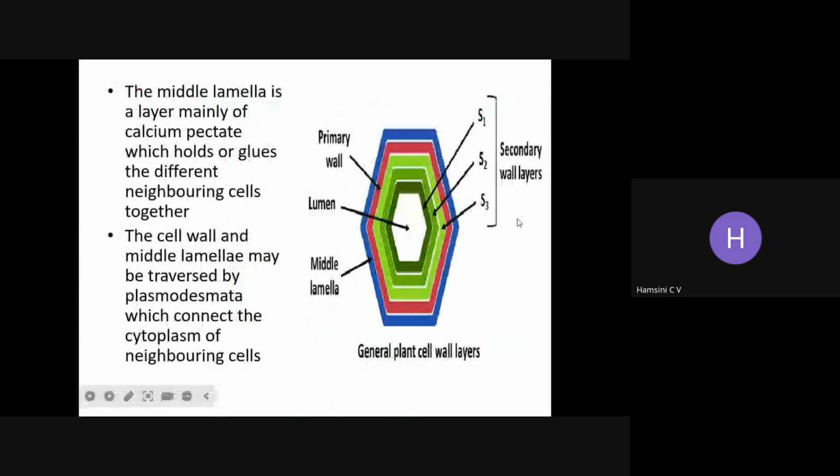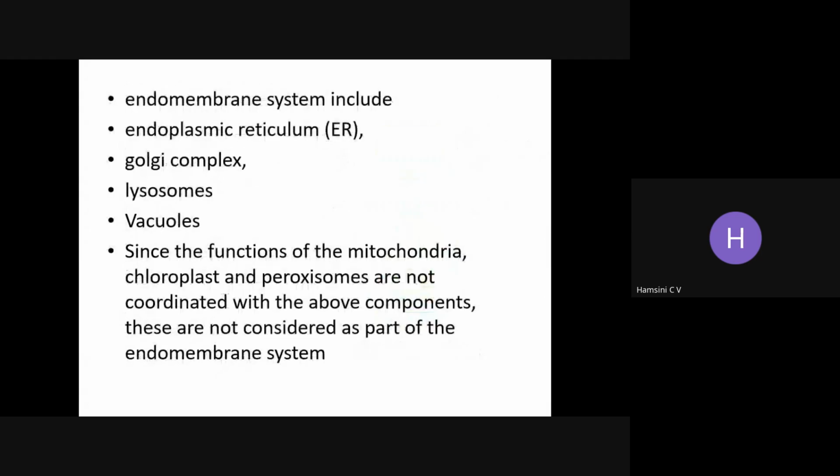So going to the next one. Now we will be starting with various types of cell organelles, starting with the endomembrane system. What do you mean by endomembrane system? Inside the plasma membrane, the coordinated organelles whose functions are very much coordinated, we call it the endomembrane system.